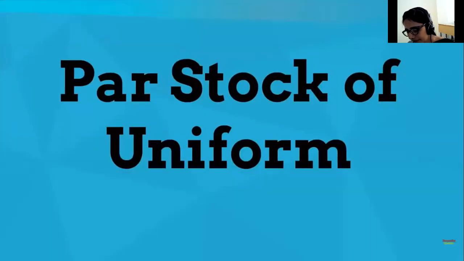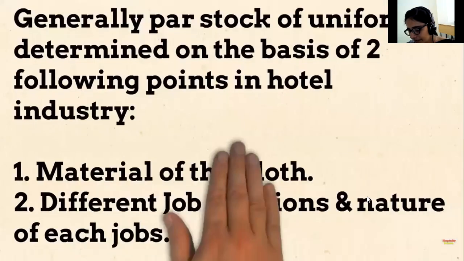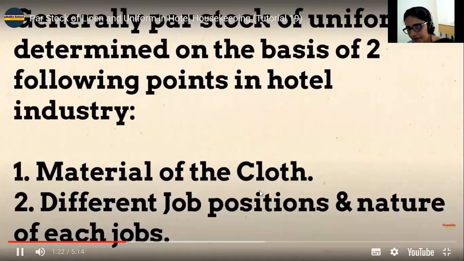Par stock of uniform. Generally, par stock of uniform is determined on the basis of two points in the hotel industry. First is the material of the cloth, and second is the different job positions and the nature of each job.